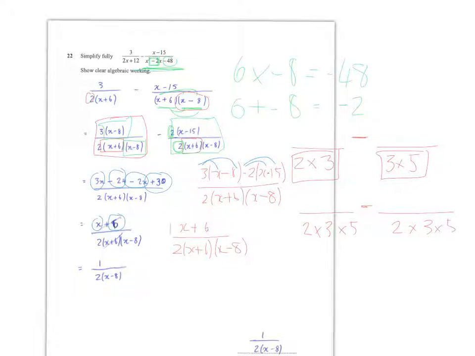Now the numerator I could write as 1 times x plus 6. It's the same thing. And when we cancel the common factor, top and bottom, I'm left with 1 over 2 brackets x minus 8. That's why it's important not to multiply out your denominator too soon. If you do, you might miss a common factor in the numerator and denominator that you can cancel. As we want to leave it as simply as possible, that means to leave it in factorised form. So don't expand the bracket, therefore the result is just 1 over 2 brackets x minus 8.